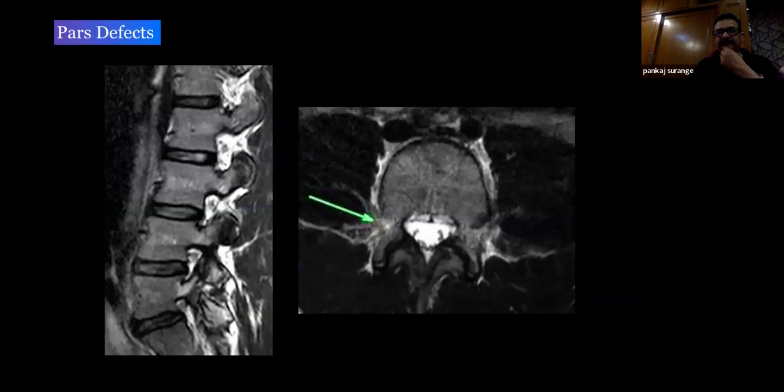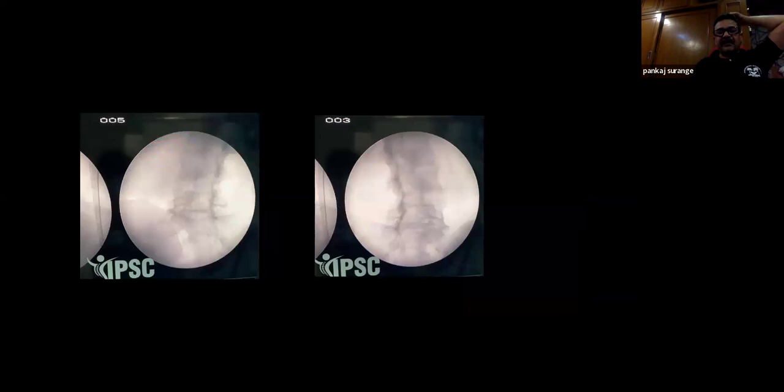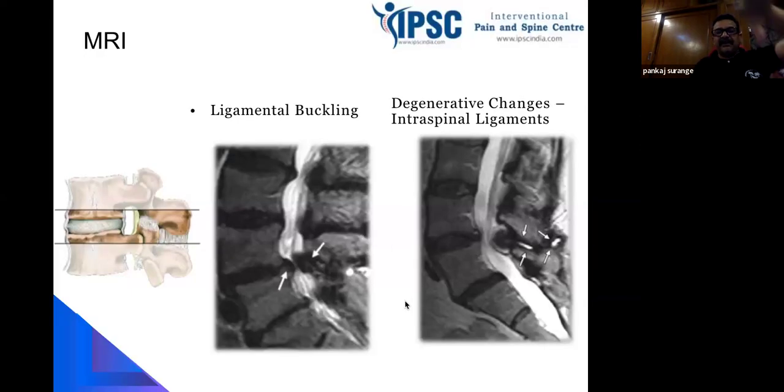Facets, both the sides. Past defect, we can see there's no fracture over here, but there's an edema over there, which is a sign of some trauma. Ligament buckling, as I just mentioned, may cause compression of the nerve roots, that may cause stenosis.